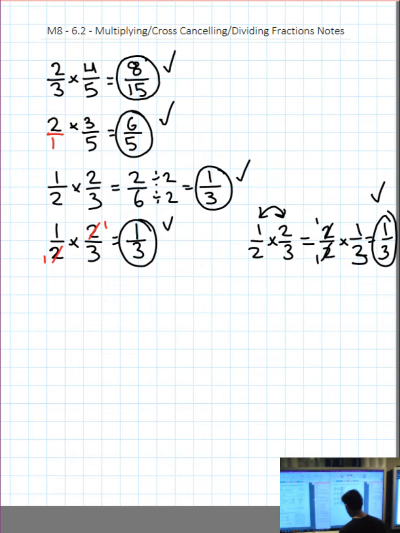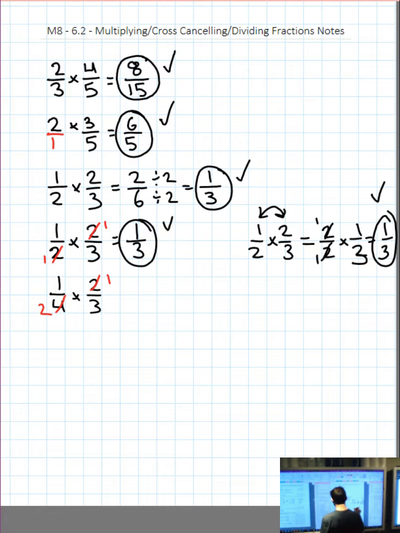Cross canceling. A very useful step, especially in higher level math. So let's see cross canceling again. Let's take 1 over 4 and multiply that by 2 over 3. Well, I can recognize that 2 over 4, I can divide the top and bottom by 2. So if I divide the top, 2 divided by 2 is 1. 4 divided by 2 is 2.